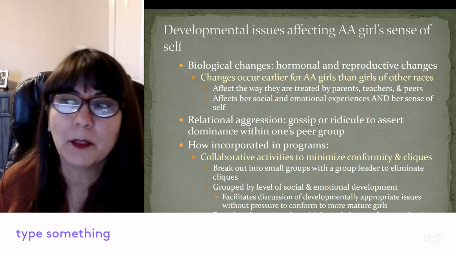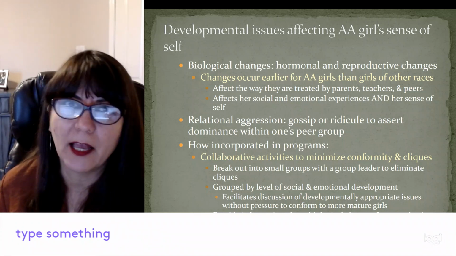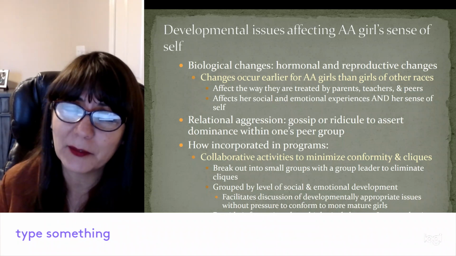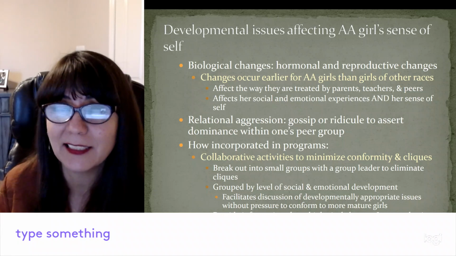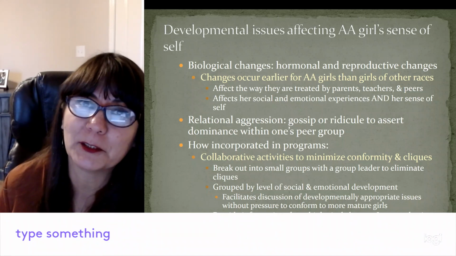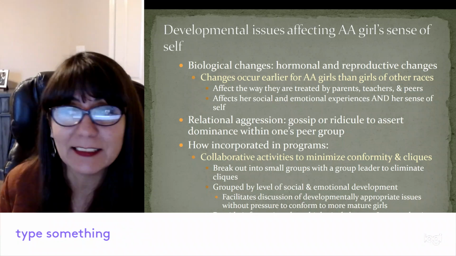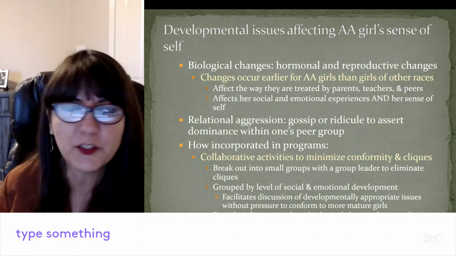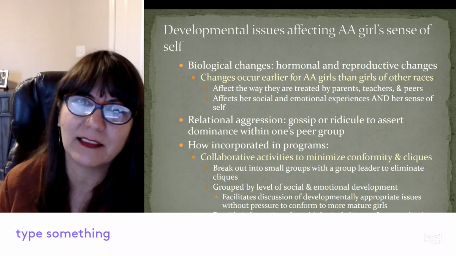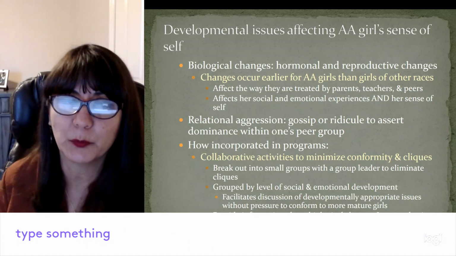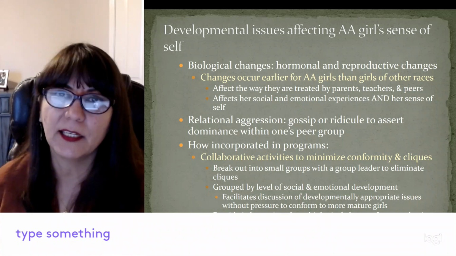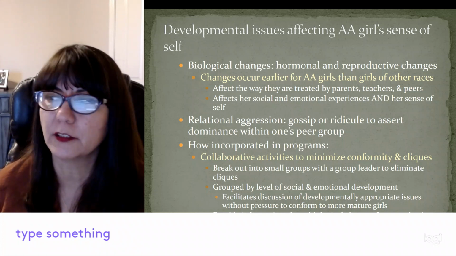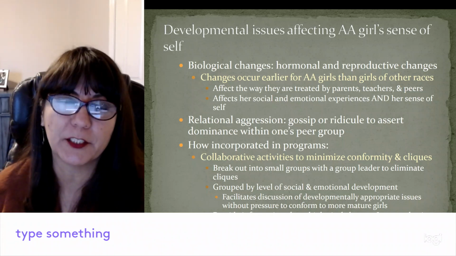Let's see, the developmental issues affecting African American girls' sense of self were included. Among those were the biological changes, and this is true for all children, right? For all adolescents going through these hormonal and reproductive changes. And one issue that they highlighted is that these biological changes, where a girl turns into a woman, tend to occur at earlier ages for African American girls relative to other racial ethnic groups.